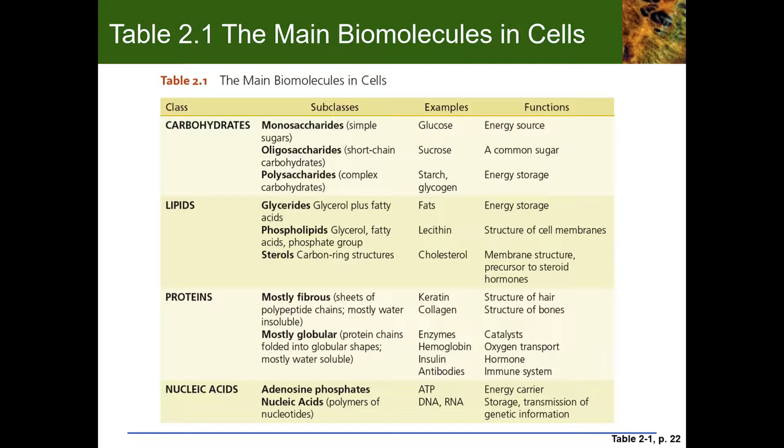The fourth class is the nucleic acids. You have adenosine phosphates and nucleic acids, which are polymers of nucleotides. Examples of these would be ATP, DNA, and RNA. And the function of ATP is as an energy carrier, and the function of DNA and RNA is for storage and transmission of genetic information.